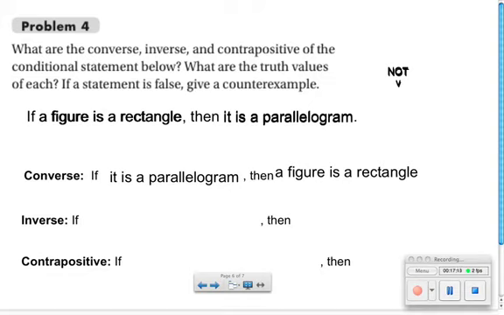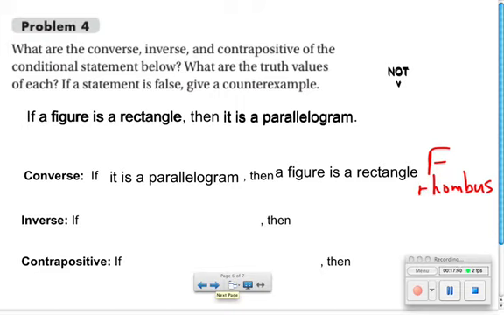Alyssa, can you give me a counterexample? Square. Technically, a square is a rectangle. It's a special kind of rectangle. Yes, sir? Triangle. A triangle is not a parallelogram. Okay? Make sure that you understand how to come up with a counterexample. It's got to be... Trapezoid? Trapezoid is technically not a parallelogram either. A rhombus would be a counterexample. It is a parallelogram, but it's not a rectangle.